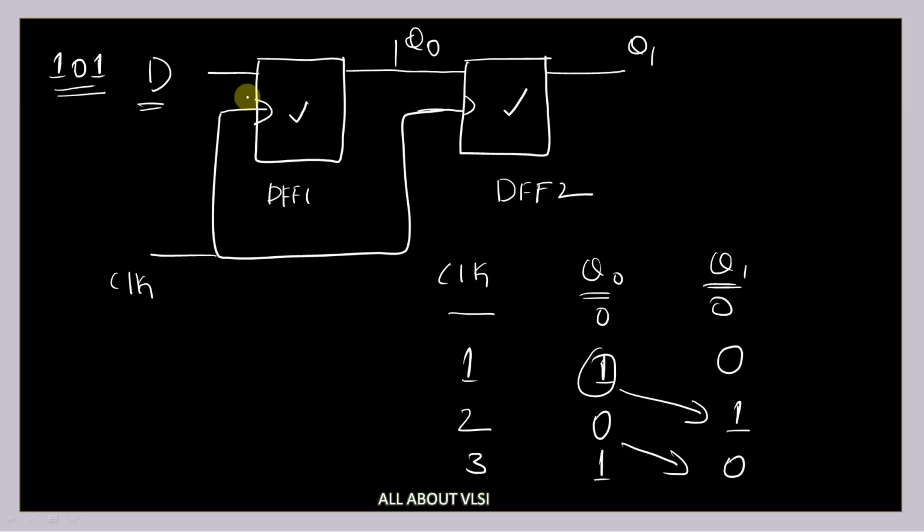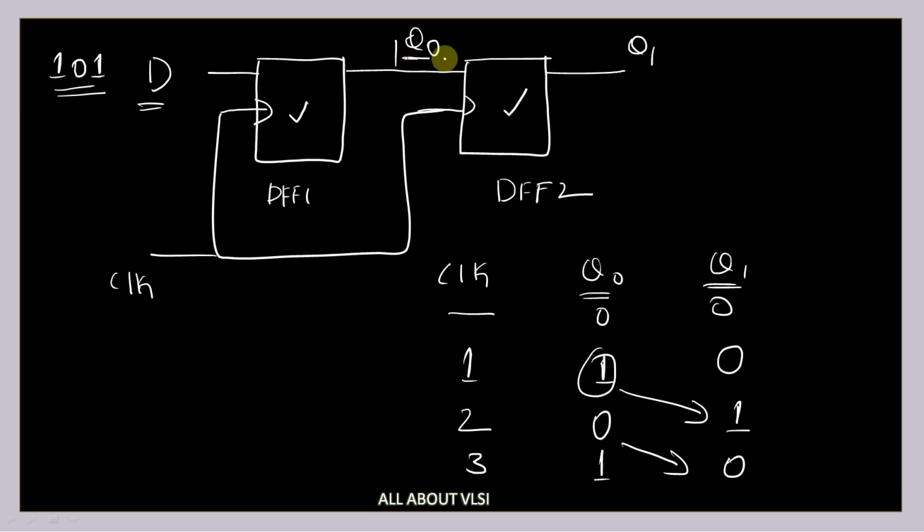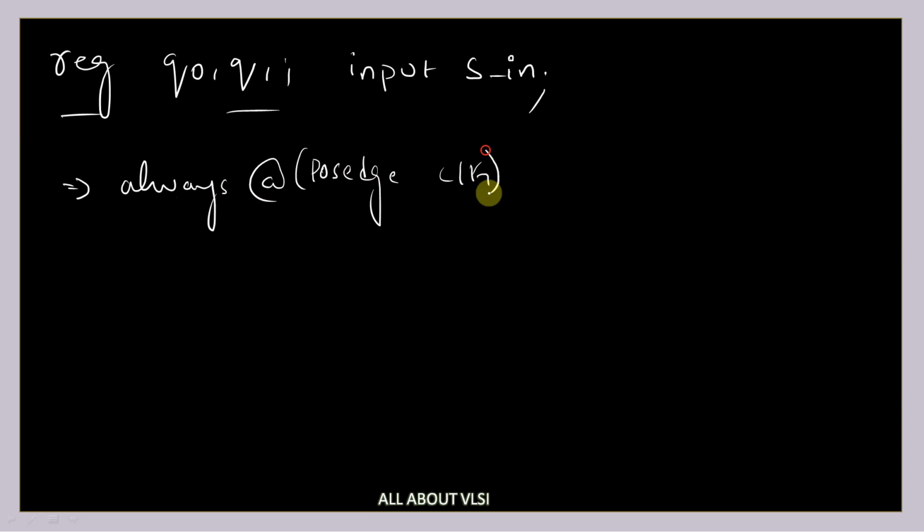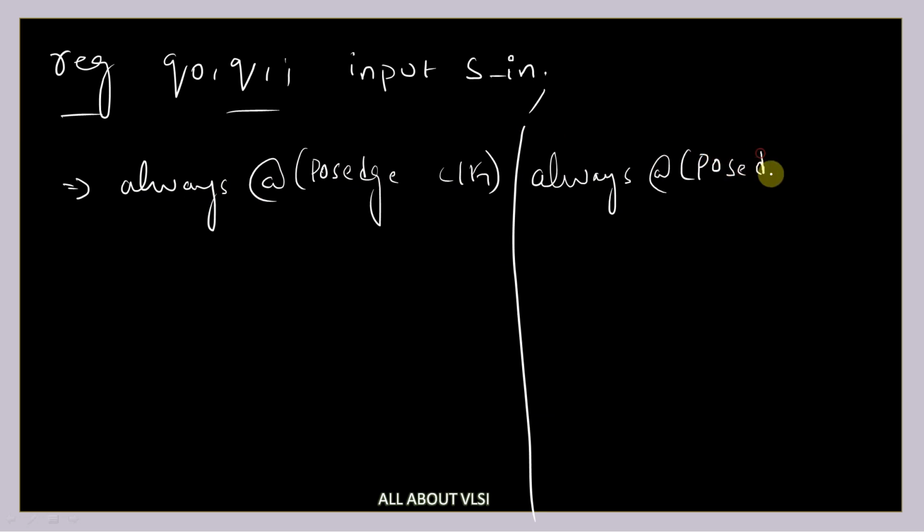Now let's see how to write this code. Let's say I am going to declare two variables, reg q0 and reg q1. Reg q0, q1, this is how I am going to declare, and one input as serial_in. Now within an always @(posedge clock), this I'm going to write down.